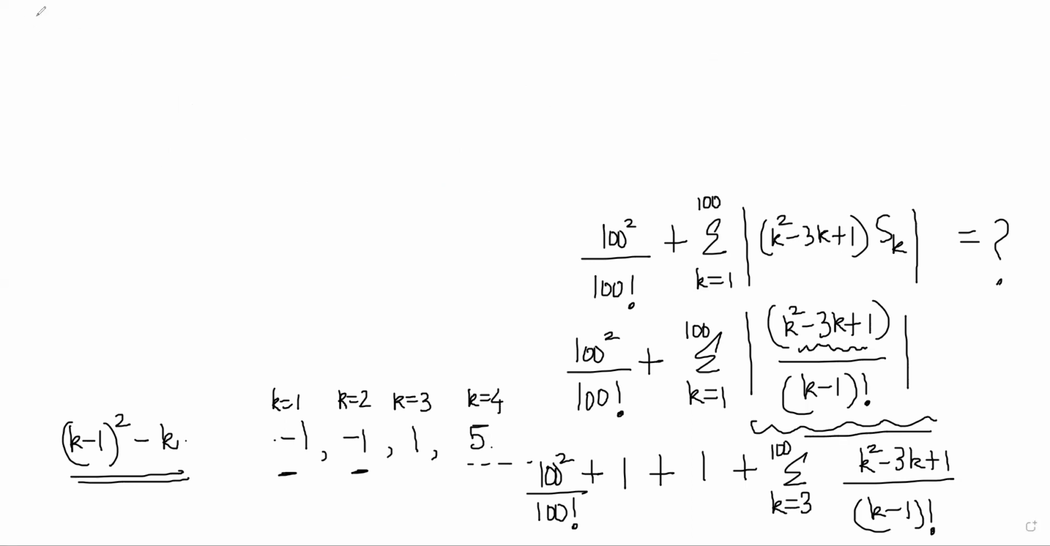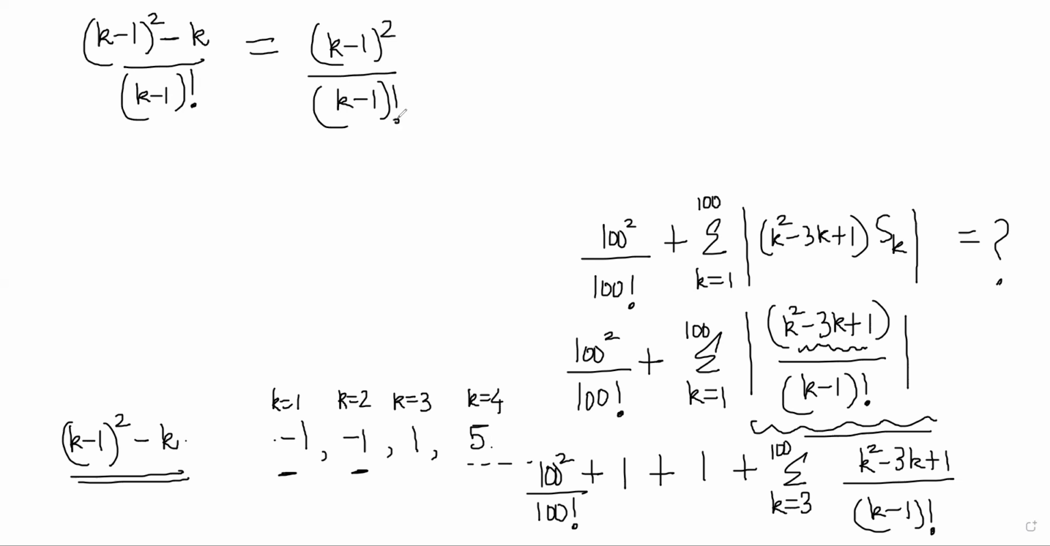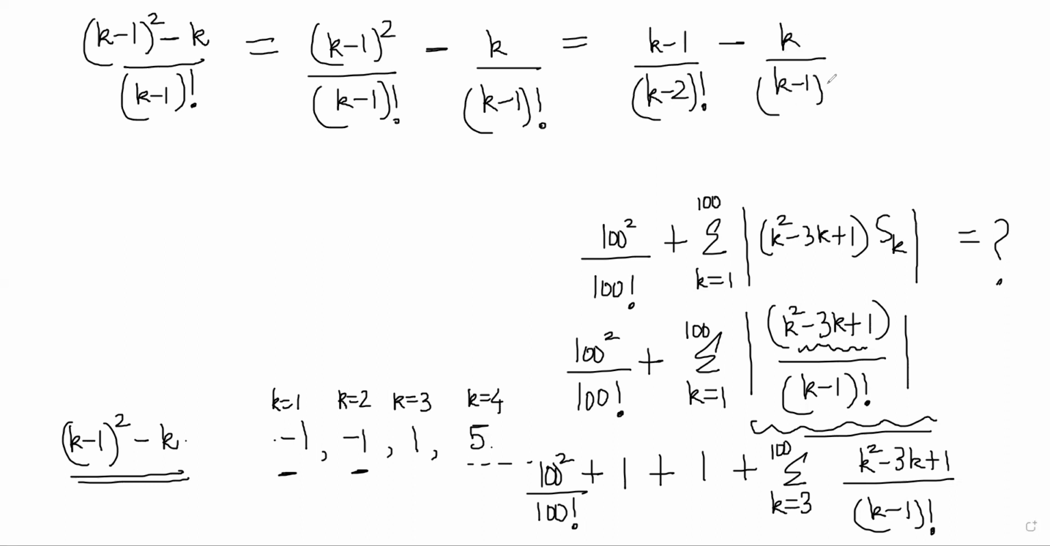In order to simplify this, we can say that k minus 1 whole square minus k divided by k minus 1 factorial, we can write that as k minus 1 whole square by k minus 1 factorial minus k by k minus 1 factorial. So one of the k minus 1 can get cancelled. You have k minus 1 by k minus 2 factorial minus k by k minus 1 factorial, right? Yes, sir. This is following the same pattern. This term is one more than this term. So now you can do a telescoping series easily, from 3 to 100.